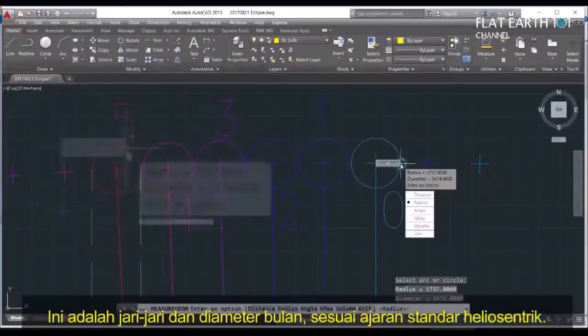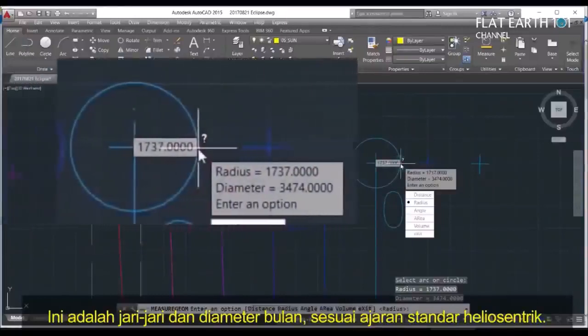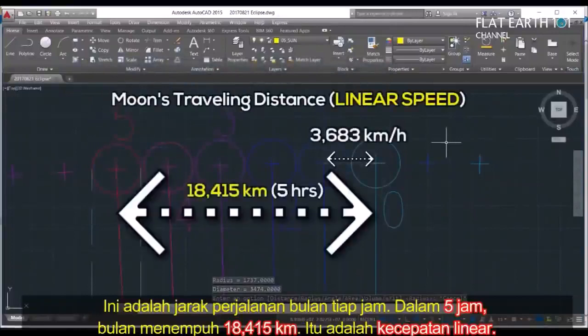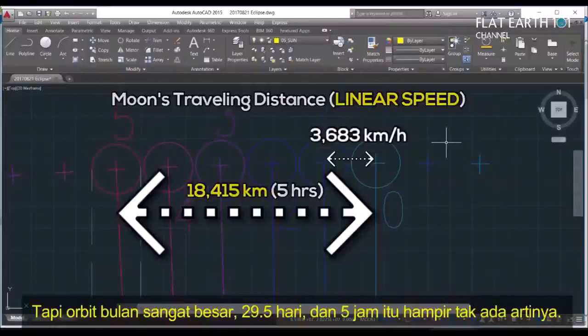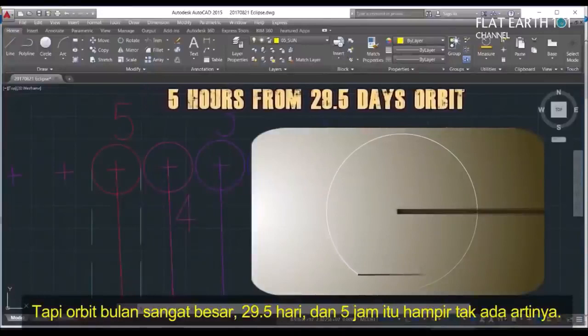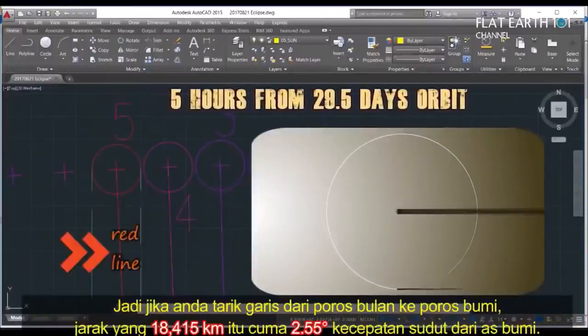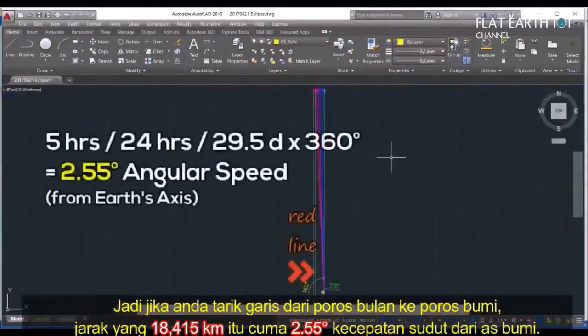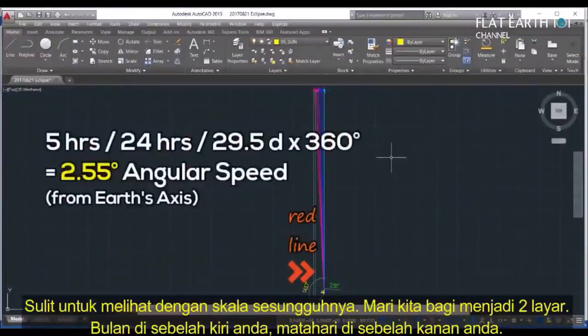This is the moon's radius and diameter according to standard heliocentric. This is the moon's traveling distance every hour. Within 5 hours, it travels 18,415 kilometers. That's the linear speed. But the orbit is so big, 29.5 days, and 5 hours means almost nothing. So if you draw a line from the moon's axis to the Earth's axis, this 18,415 kilometers is only 2.55 degrees angular speed on Earth. It's hard to see at its true scale.